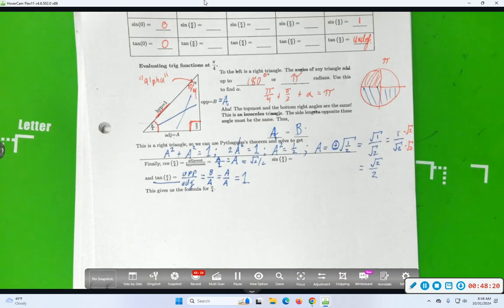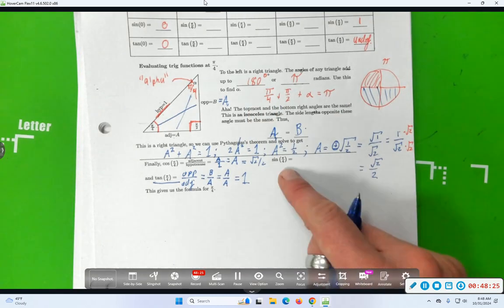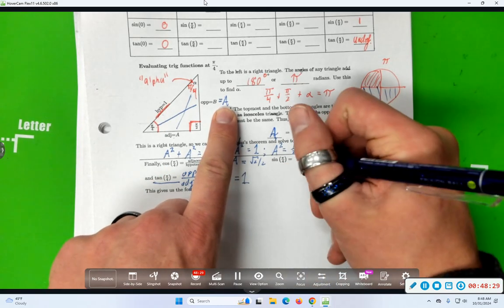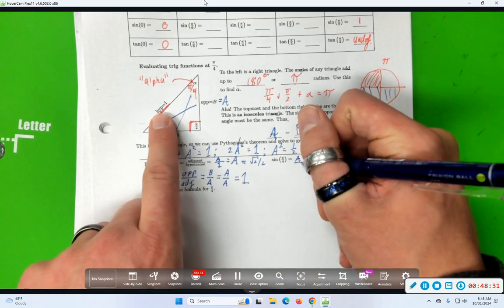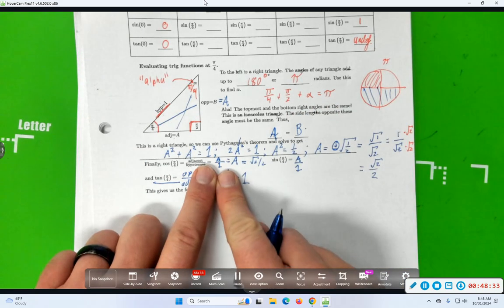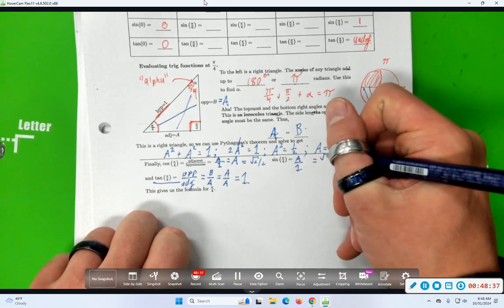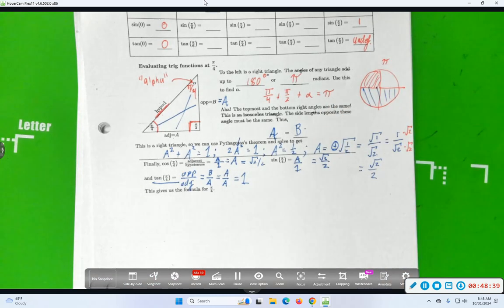It's that side length, so root 2 over 2. Let's also do sine real quick. Sine of pi over 4, yeah, it'll be the same. It'll be opposite A divided by hypotenuse, 1. Oh, that's literally the same. So this will also be root 2 over 2. Nice. We feeling good?